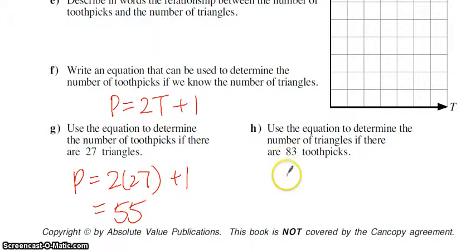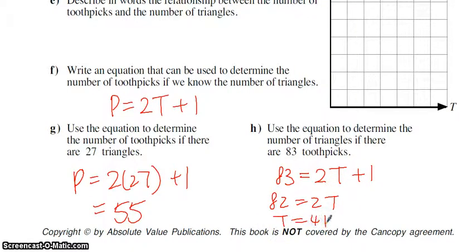And then vice versa, you can also say if I have 83 toothpicks, how many triangles can I make? So you substitute 83 into P, and then you solve it. You minus 1, divided by 2. You can make 41 triangles.